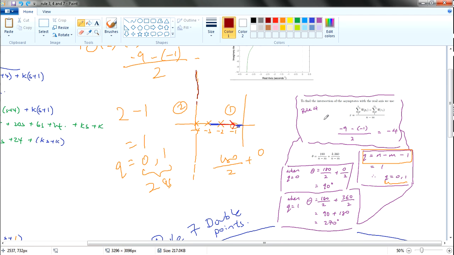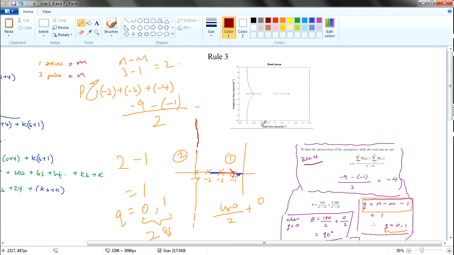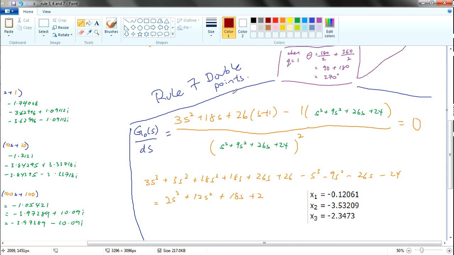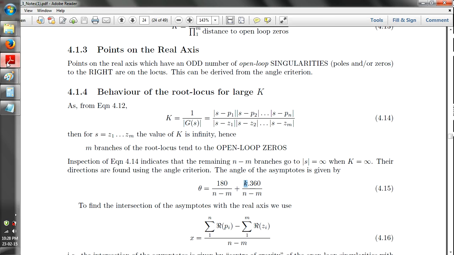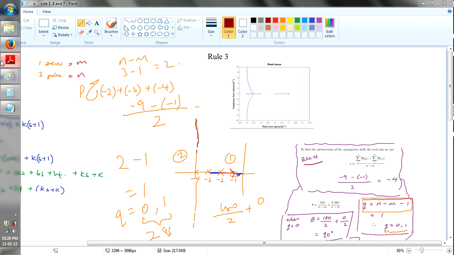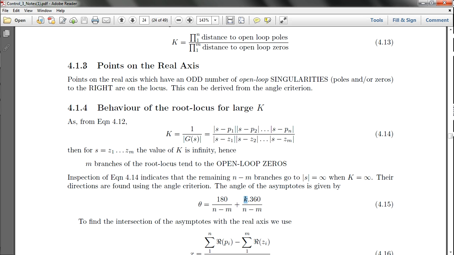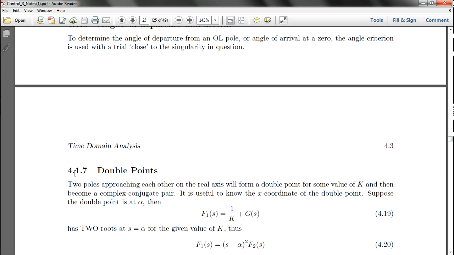So the next rule, we talk about rule 4. Rule 4 consists of determining the asymptotes and the number of asymptotes. And then we talk about rule 3, which is just to determine, the very first part, that whatever is to the right of an odd number singularity is not on the root locus. And then rule 7 is double point. In order to calculate the double points, we can use rule 7. So far, what I talked about, rule 3 is 4.1.3, and then rule 4 is 4.1.4, and since we're talking about rule 7, it is 4.1.7.